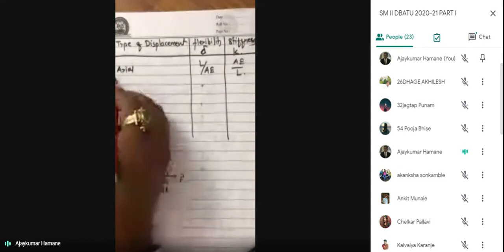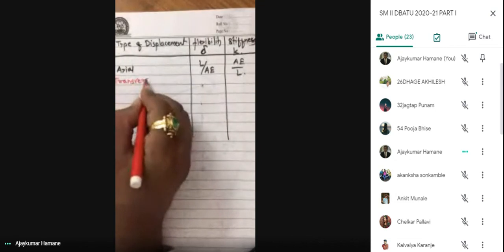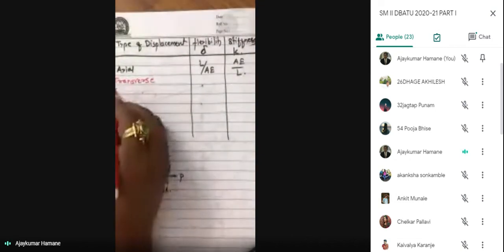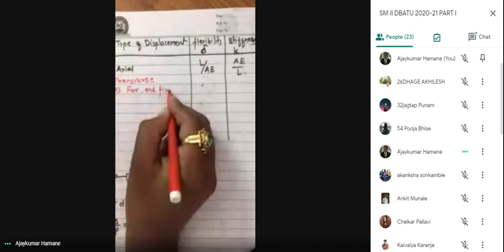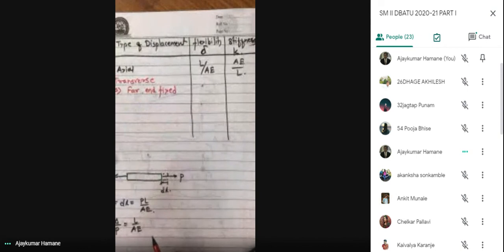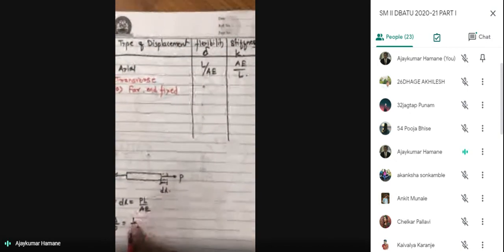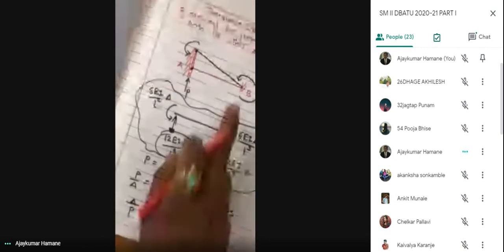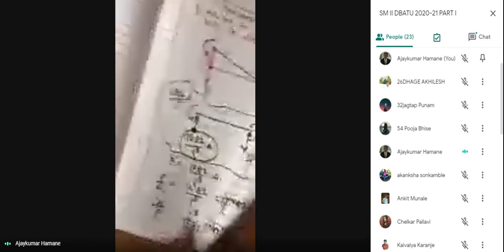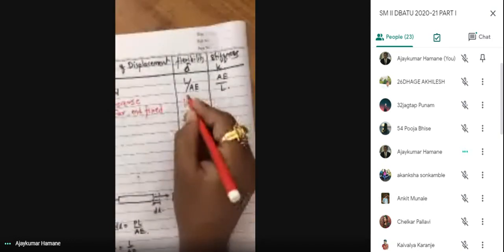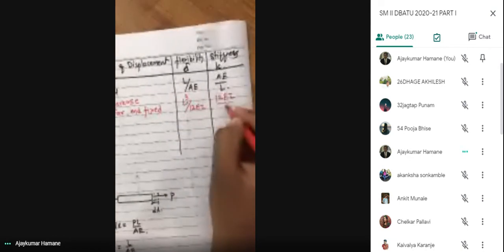Now the second one is transverse. Here we have seen two conditions. Far end fixed: what is the transverse displacement, that is flexibility? Flexibility is L cube upon 12 EI, and the stiffness will be 12 EI upon L cube.